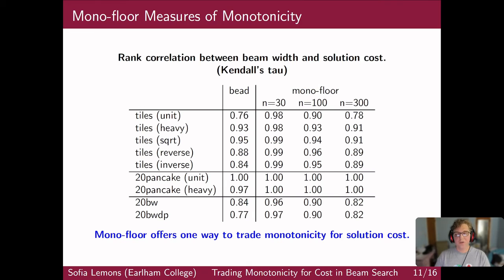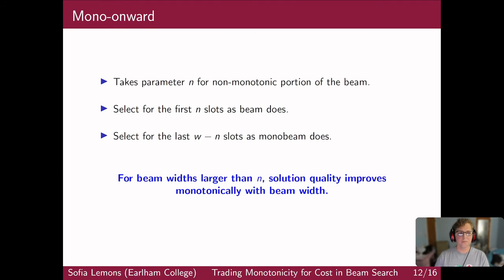The other general trend is that as n increases, as we increase the portion of the beam selecting in this non-monotonic way, the rank correlation decreases. The monotonicity of the algorithm decreases as we increase n. This demonstrates that monofloor offers one way to trade monotonicity for solution cost.